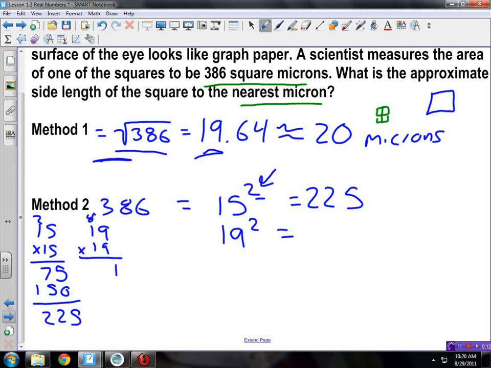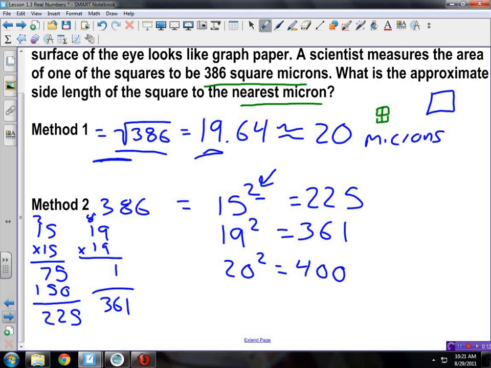That's 361. Oh, somebody did already. Now, is 361 pretty close to 386? Yeah, which means, do I know it's closer to 19 than it is to 20 yet? No, so we need to do one more, and that is going to be 20. 20 would be 400 though. 20 is an easy one.